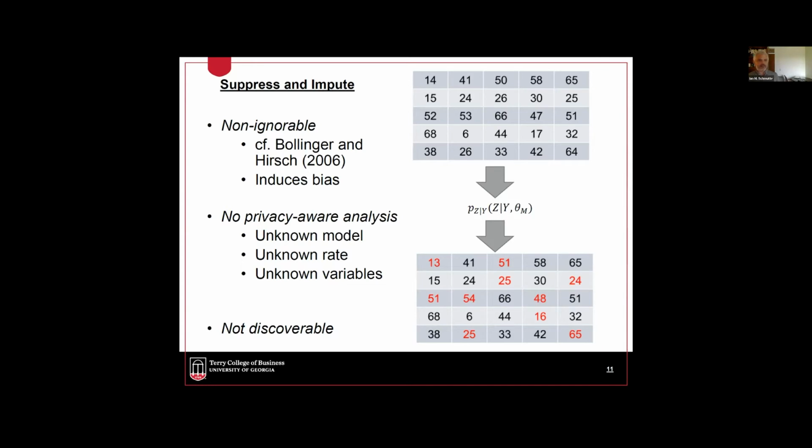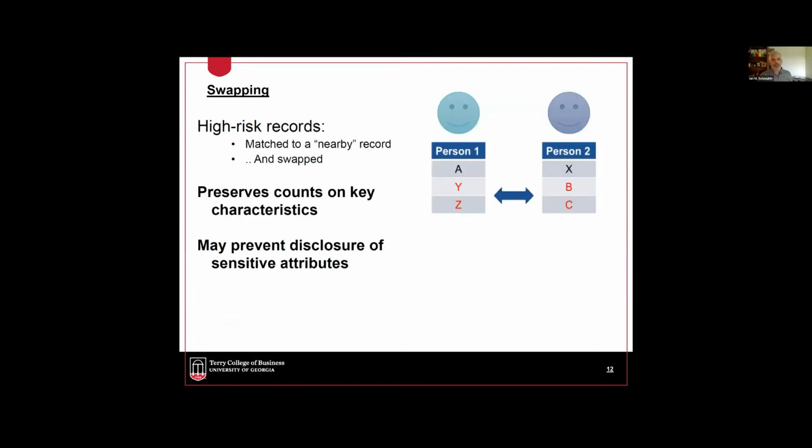And so in this case, the privacy model is non-ignorable, and it's not possible to engage in a privacy-aware analysis because we don't know the rate at which suppression is being carried out. We don't know the model that's actually being used to impute the values. And in fact, we don't even know what the variables are that are being imputed. And so it's also not possible to discover what this is and try to adjust inference for it.